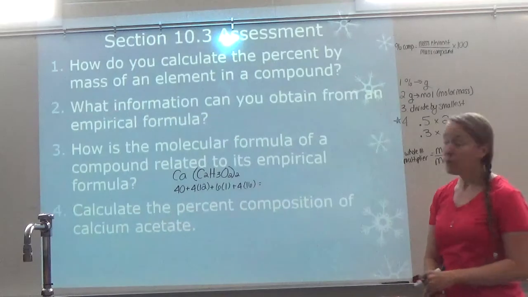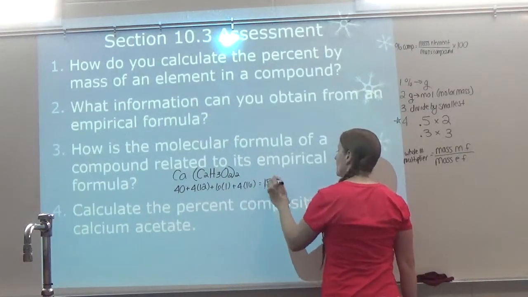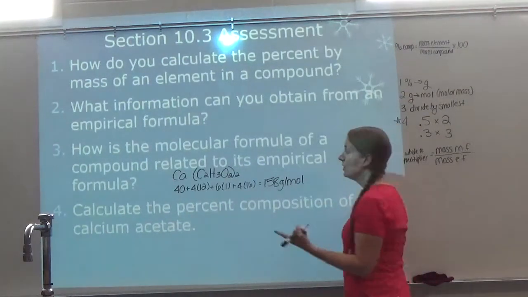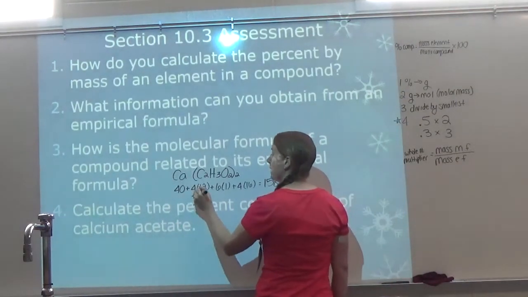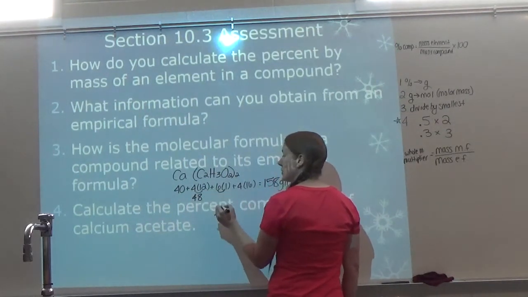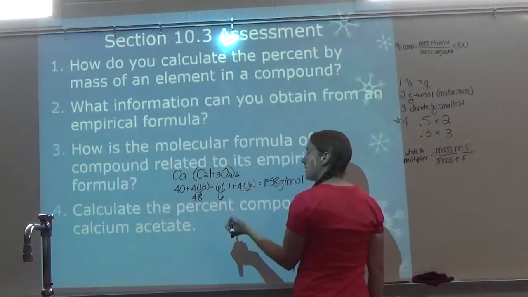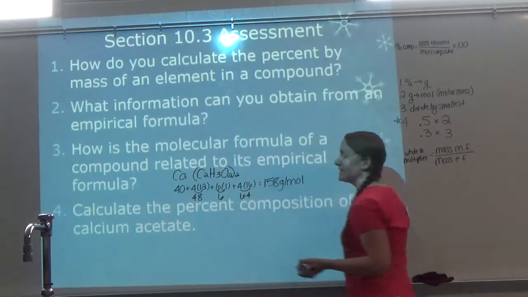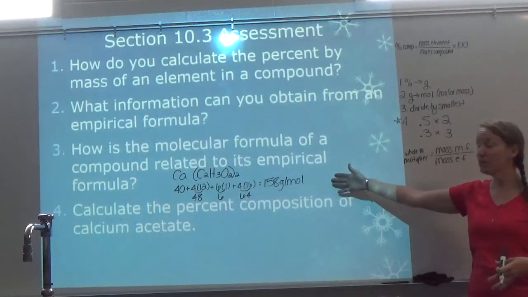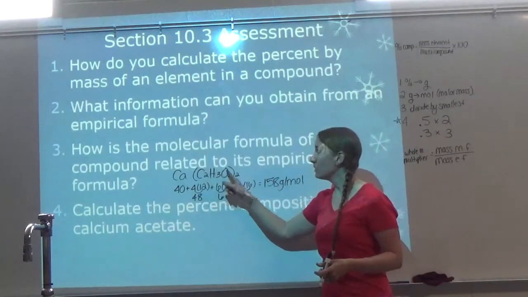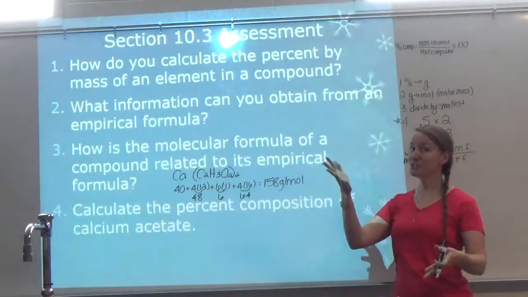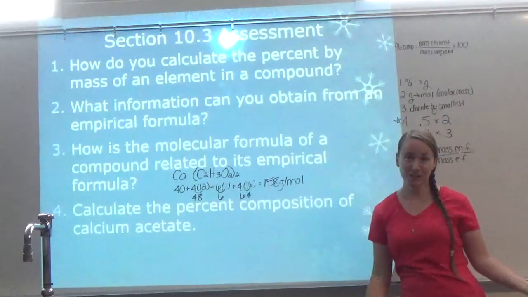So the mass of the whole thing ends up being 158 grams per mole. But remember, I need each element. Well, calcium's clearly 40. Carbon is 4 times 12, which is 48. Hydrogen 6 times 1, which is 6. Oxygen 16 times 4, which is 64. Okay, so now I have the mass of each element. I have the mass of the whole compound. I have 1, 2, 3, 4 elements: calcium, carbon, hydrogen, oxygen. So unfortunately, I need 4 answers. But hey, it's good practice.